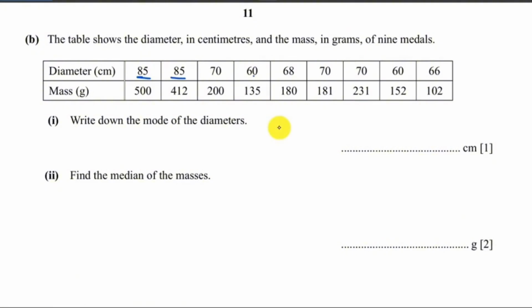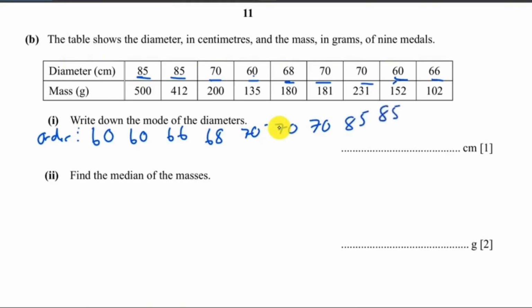So in ascending order, let's just write the order so that 60 is the smallest, another 60, then from there we have 66, from there we have 68, so we've used these ones, then from there we have three 70s: 70, 70, 70, then we have 85 and 85.